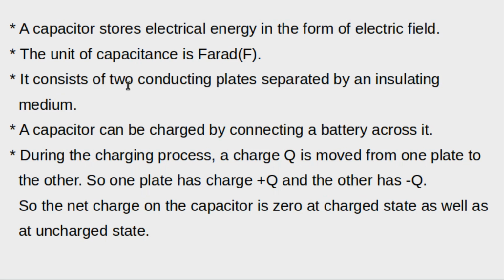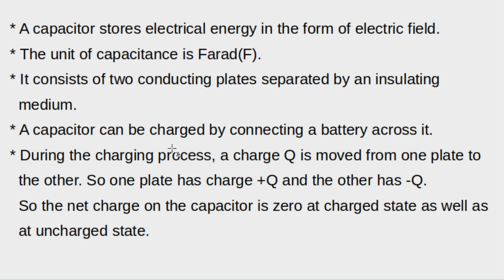A capacitor consists of two conducting plates separated by an insulating medium. So we usually use metallic plates and a dielectric material in between the plates. A capacitor can be charged by connecting it to a battery. It will be charged fully if we keep the battery connected for a very long time, and finally the capacitor attains a voltage equal to the voltage of the battery. Then we say the capacitor is charged fully.